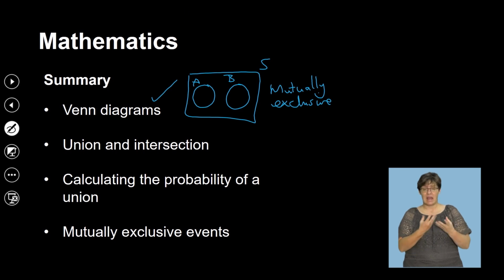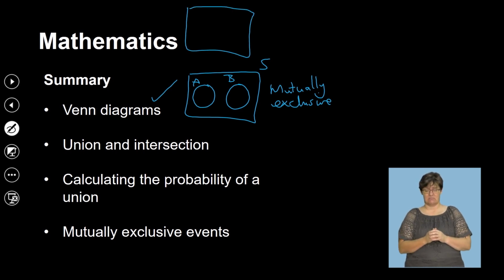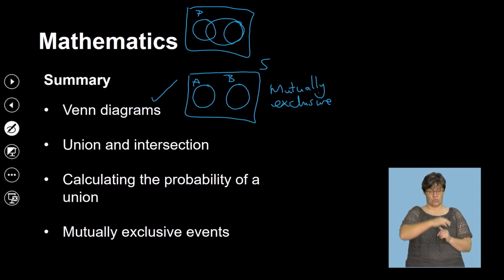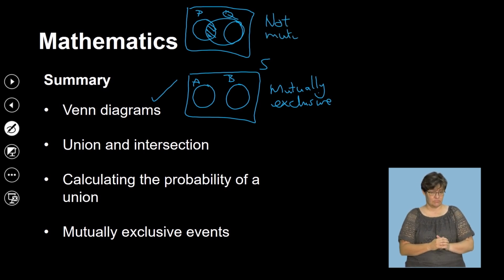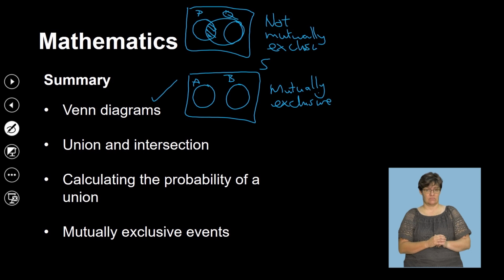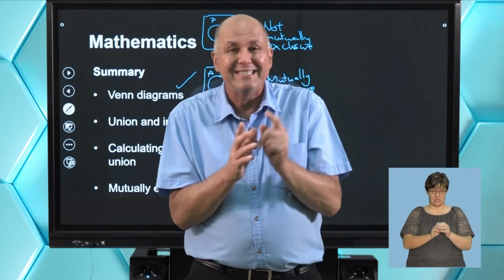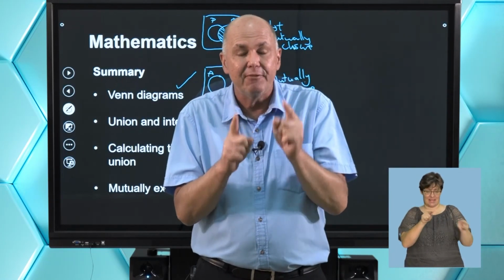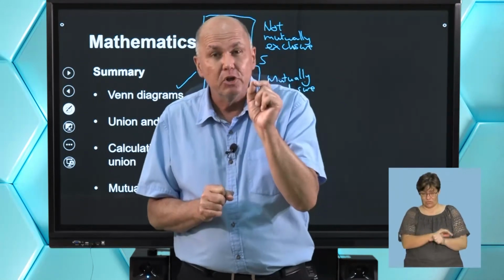On the other hand, I could have two sets, and I'm going to call them P and Q. Let me just make this one a bit bigger. That one is Q, and you recognize there's an intersection. There are common elements. These are not mutually exclusive. So, recognize now when we talk about union and intersection, we have a very clear definition of those two events. Make sure that you've got it.